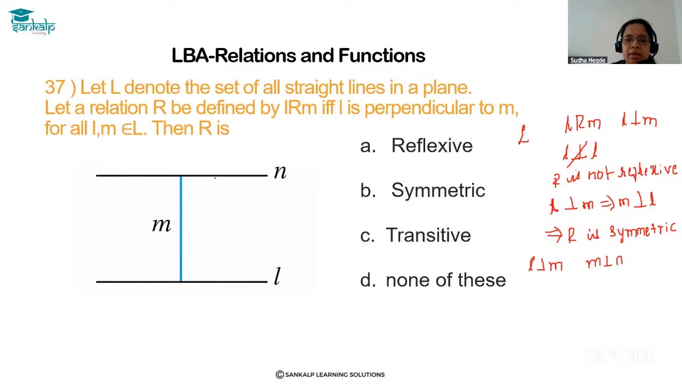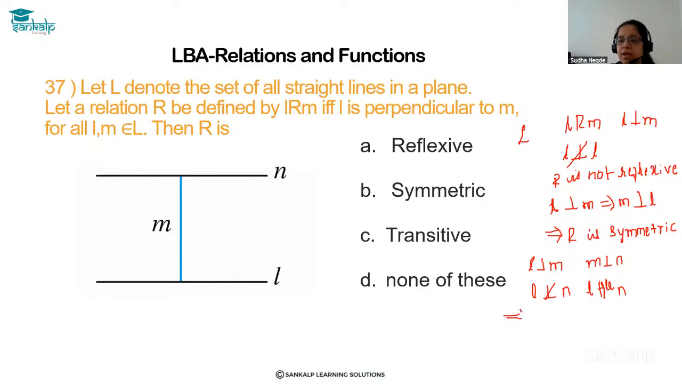L is perpendicular to M and M is perpendicular to N. Then N and L are parallel. They are not perpendicular. Therefore, L is not perpendicular to N. Actually, L is parallel to N. Correct? L is parallel to N.